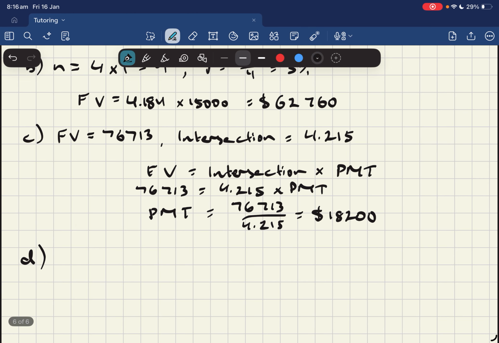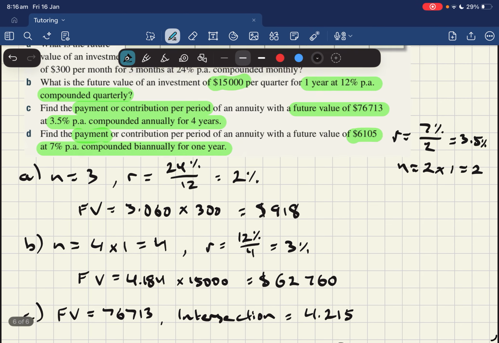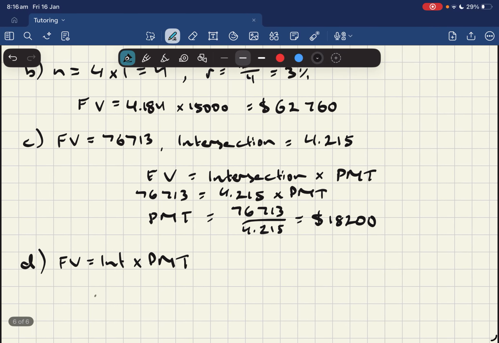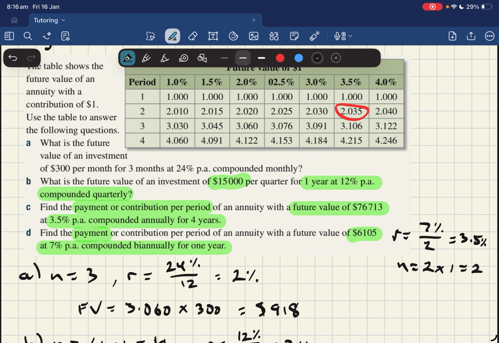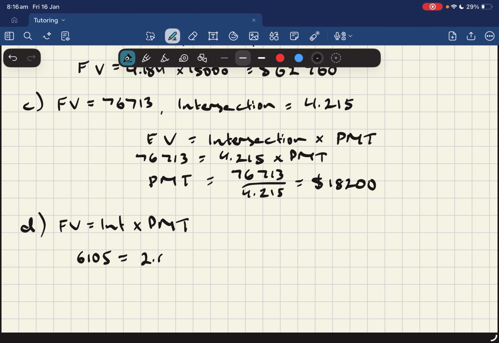Now that we have that, we can just go straight into this. So the future value, let's write our formula again. Intersection multiplied by the payment. The future value is 6,105. The intersection was 2.035 multiplied by the payment. So the payment equals 6,105 divided by 2.035. Once we do that, it will give you a payment of $3,000.